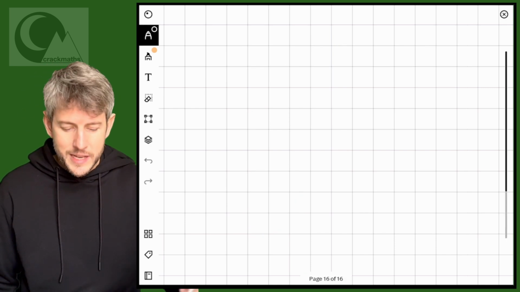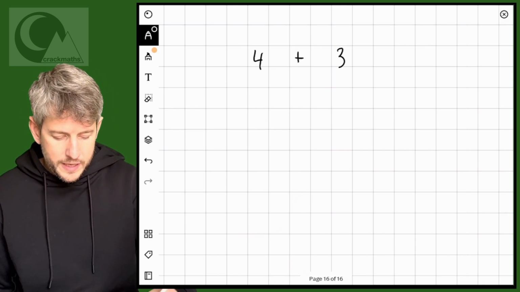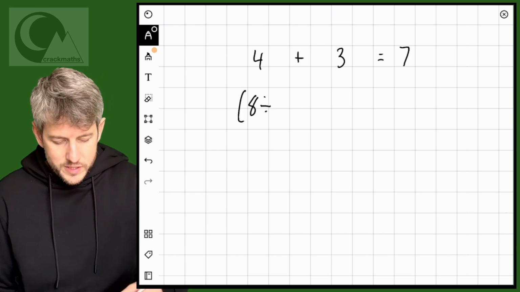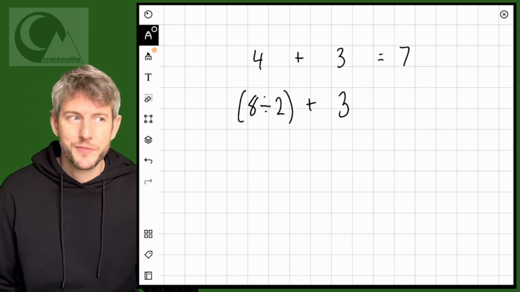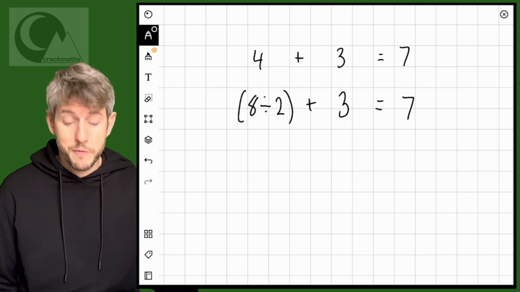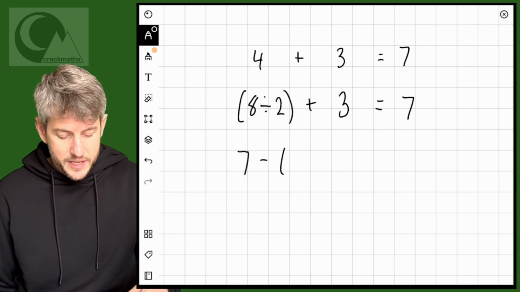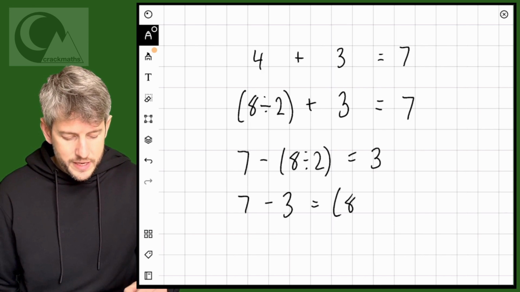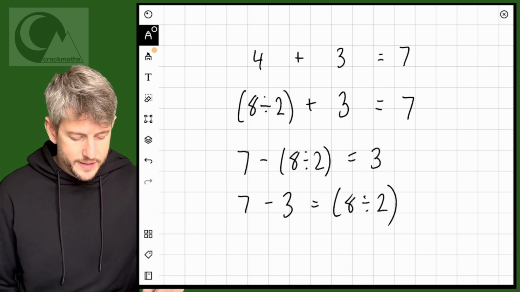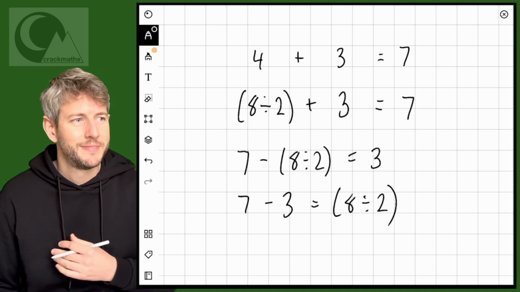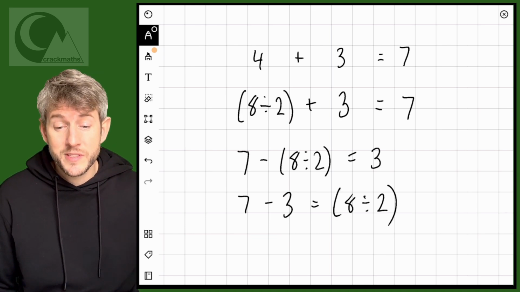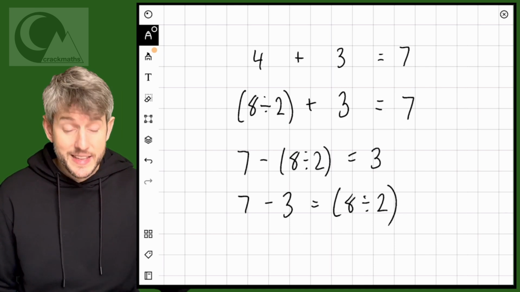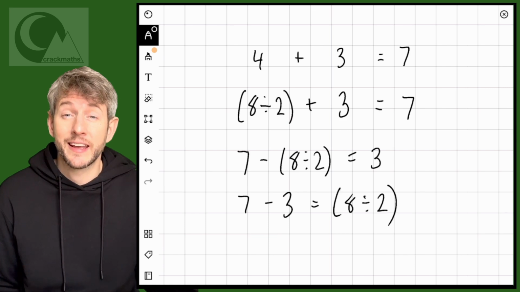So let's say instead of having 4 plus 3 equals 7, what I had was 8 divided by 2 plus 3 equals 7. Well, what I can say with this is that 7 take away 8 divided by 2 equals 3, and 7 take away 3 equals 8 divided by 2. Okay, so here we go. We have just used a reverse calculation in a different way. So this here is an example of reverse calculation for adding and subtracting.